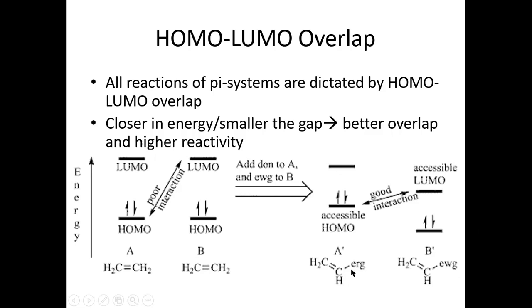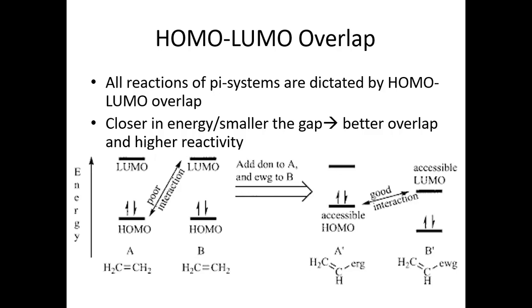And if I add a donor to A, it's going to make the HOMO and LUMO go up compared to A over here. You can see that the HOMO is a little higher in energy. And then if I add an acceptor to B, it's going to bring the HOMO and LUMO down. So now the orbitals I want to overlap, the HOMO of A and the LUMO of B, are closer in energy. And the smaller that gap is, the better the overlap is going to be. The better the overlap, the more reactive those two species are going to be with one another.